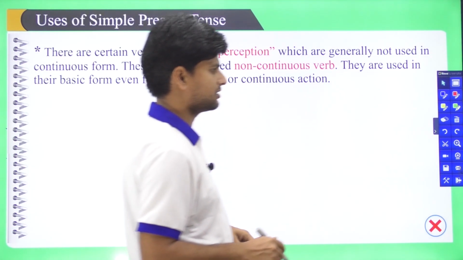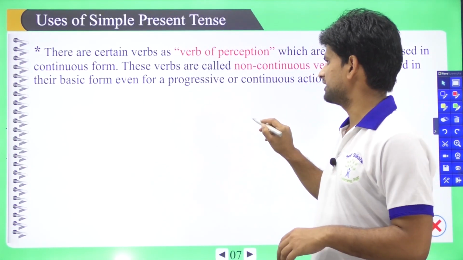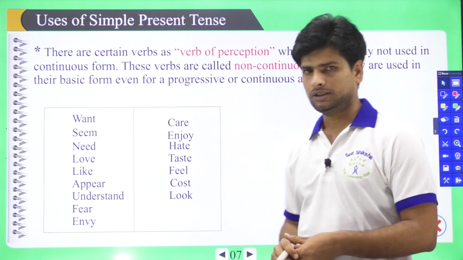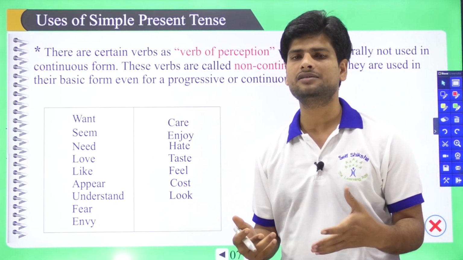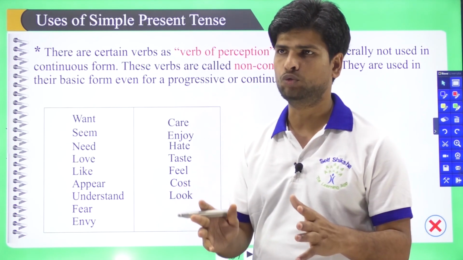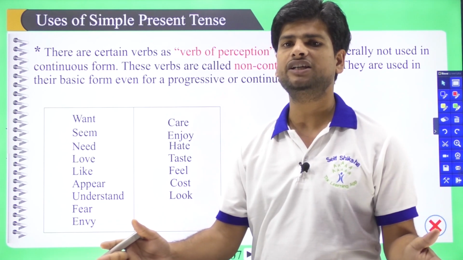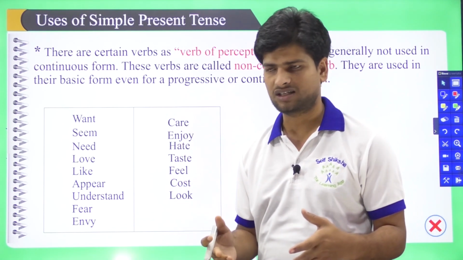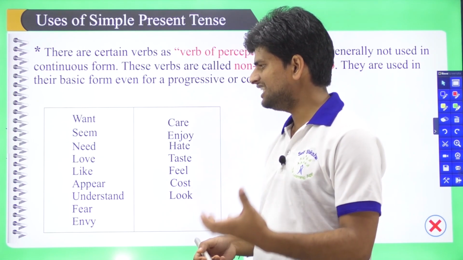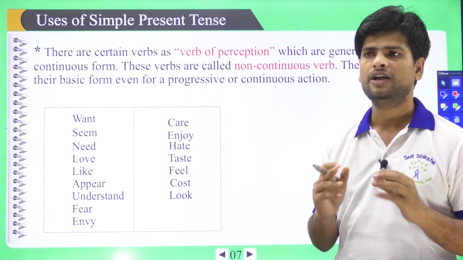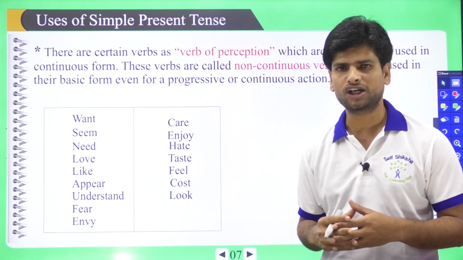So the list is provided here. For example, verb like want, ठीक है, I am wanting something is wrong. For example, you are wanting something at the moment, ठीक है, it is a continuous action, but still the right structure will be I want something. Seem, need, love, like. So here I have provided the list of verbs of perception or the non-continuous verbs.